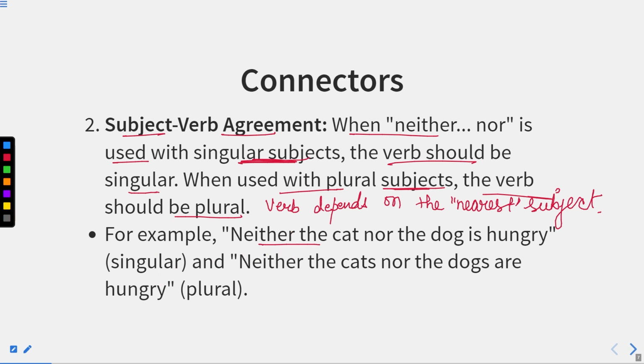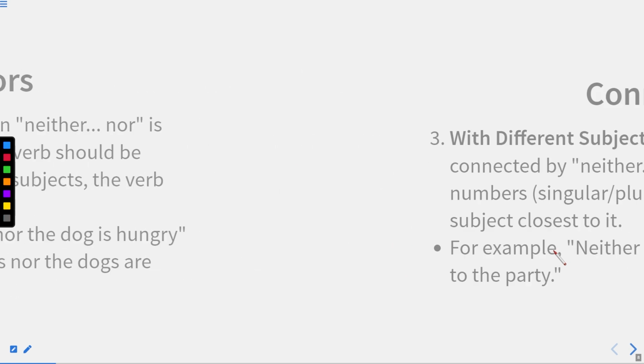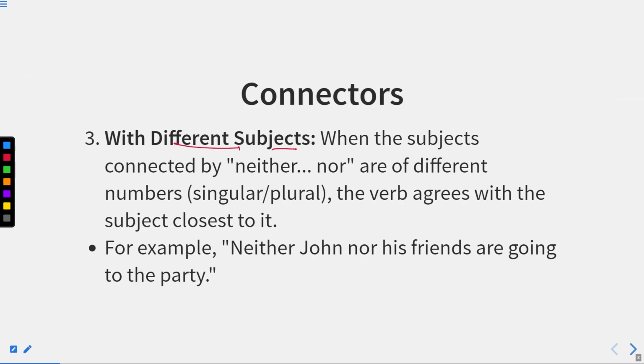For example, neither the cat nor the dog is hungry. Now you can see the second subject is dog, or the nearest subject is dog. So here we have written is, which is correct. And neither the cats nor the dogs are hungry. Now here dogs are plural, that is why we are using are. Now let us move to the next one. With different subjects, when the subjects connected by neither nor are of different numbers, singular or plural, the verb agrees with the subject closest to it. For example, neither John nor his friends are going to the party. So here you can see friends, so we are using are.